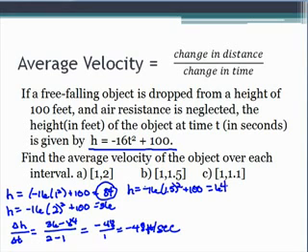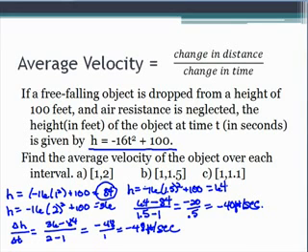So to find the change in the height then, we want to go from 1 to 1.5. So we take the height at 1.5 seconds, so 64, minus the height at 1 second, which was 84, over 1.5 minus 1. So we're going to get a negative 20 over a half. So we get negative 40 feet per second.